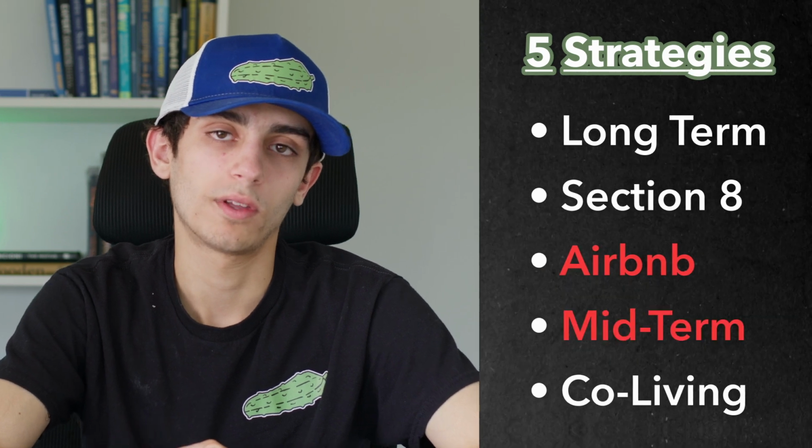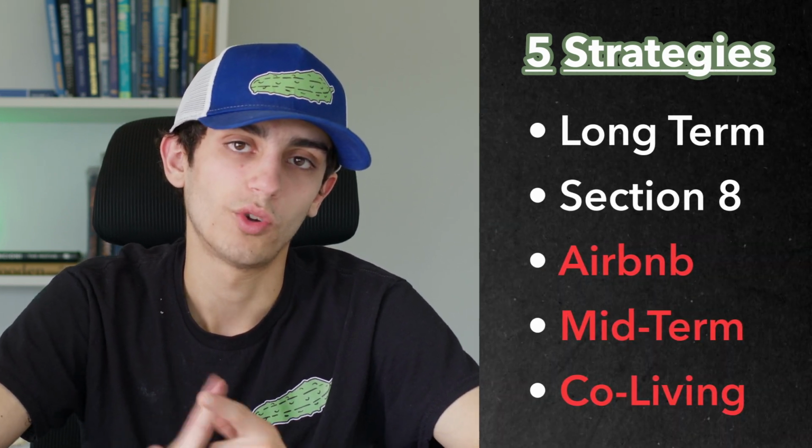For the Airbnb, midterm rental, and the co-living strategy, you always got to check the HOA. There's going to be certain rental restrictions from the HOA for you not to be able to rent this property for 30 days, 90 days, a year at a time. So they're going to have certain minimums for you to actually have this property rented out. So if there's an HOA, you definitely can't do any of those strategies. If there isn't any, I would definitely consider doing co-living. It's one of the greatest ones right now.